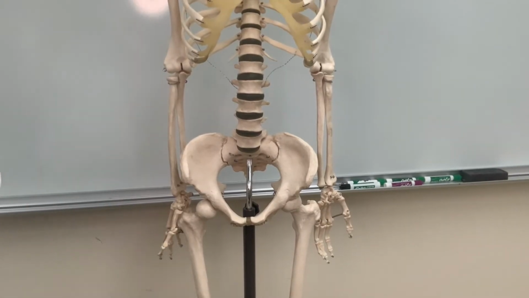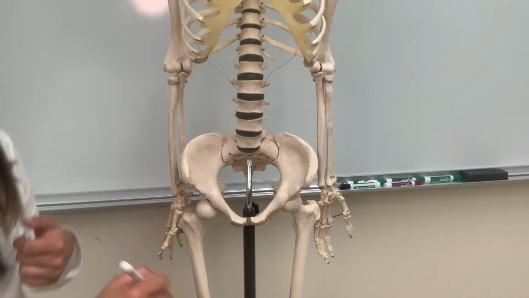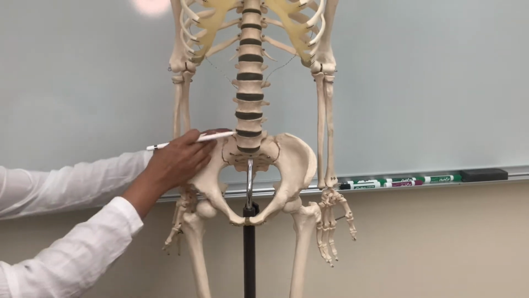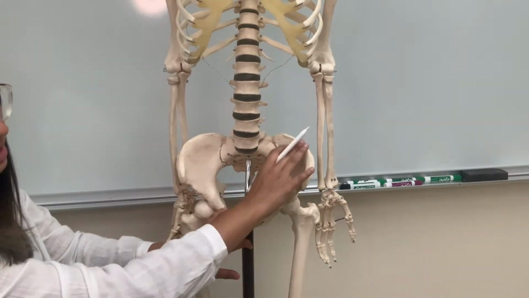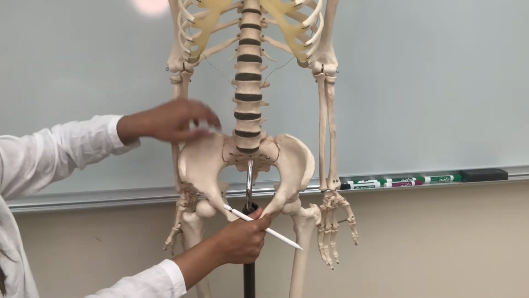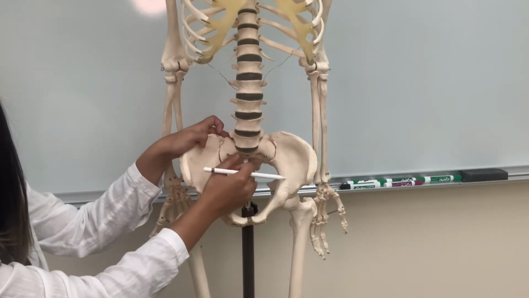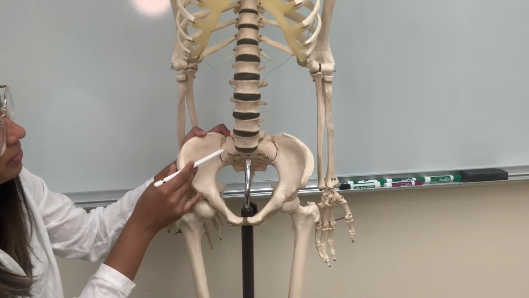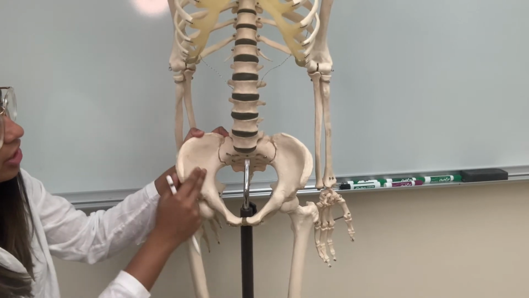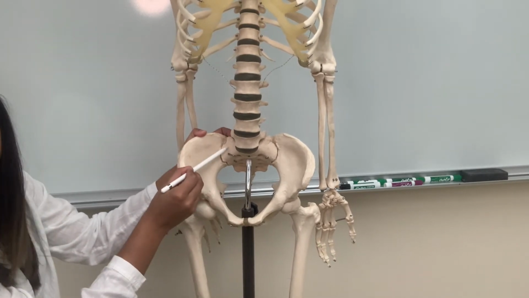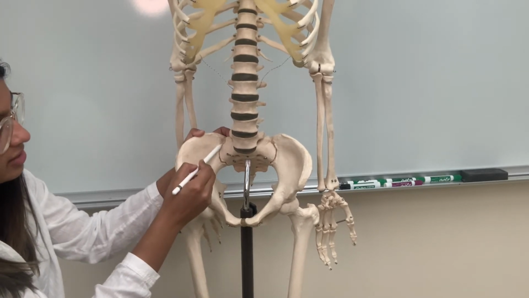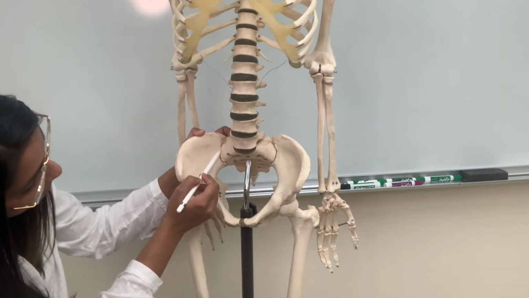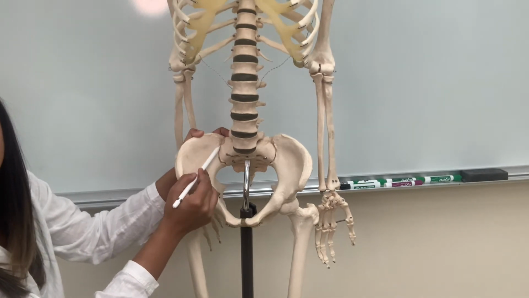Okay, so now let's look at your pelvic girdle. So right here, we have your 2 coxal bones, which are also known as the os coxa. And right here, we have your sacrum. So the joint between your sacrum and your os coxa is known as the sacroiliac joint. Sacroiliac joint. So right here would be your sacroiliac joint.